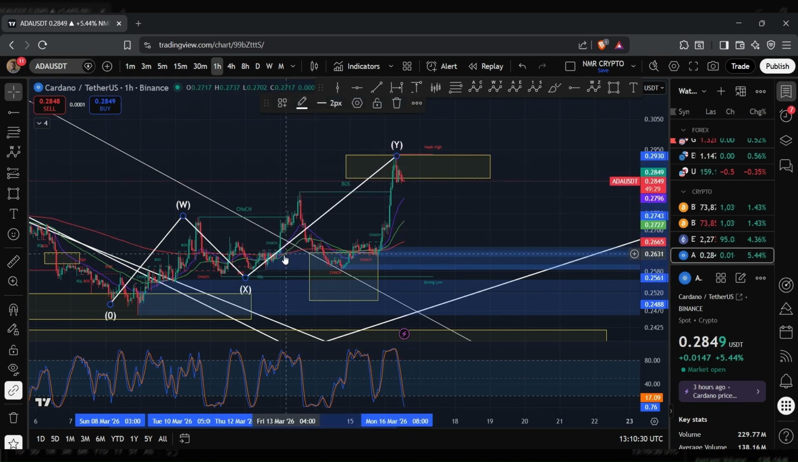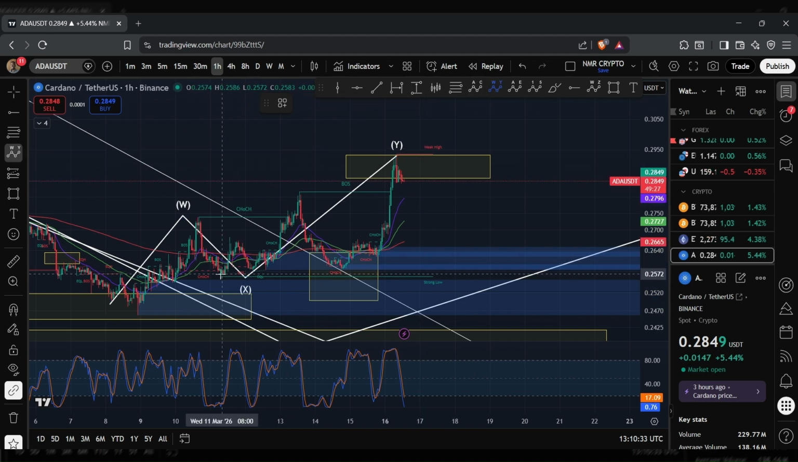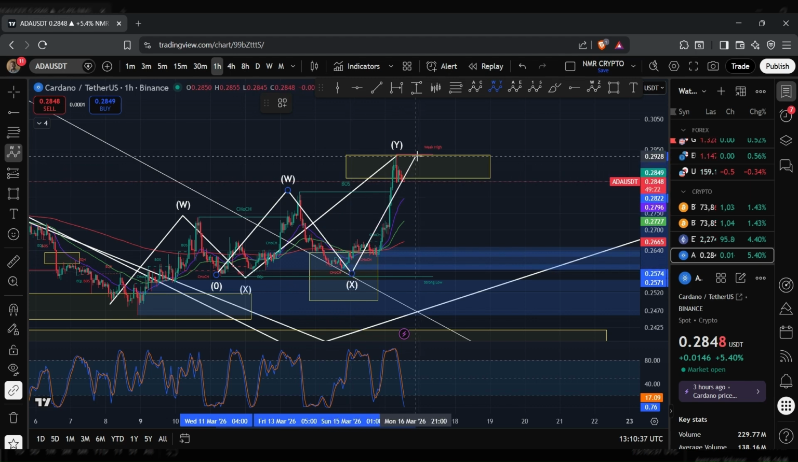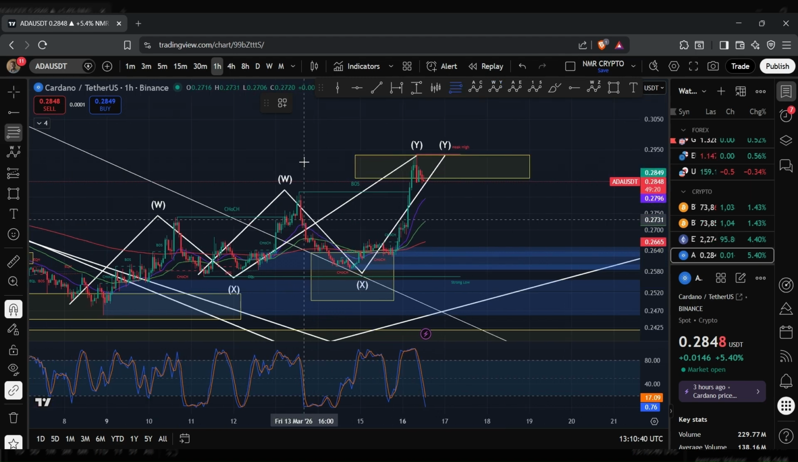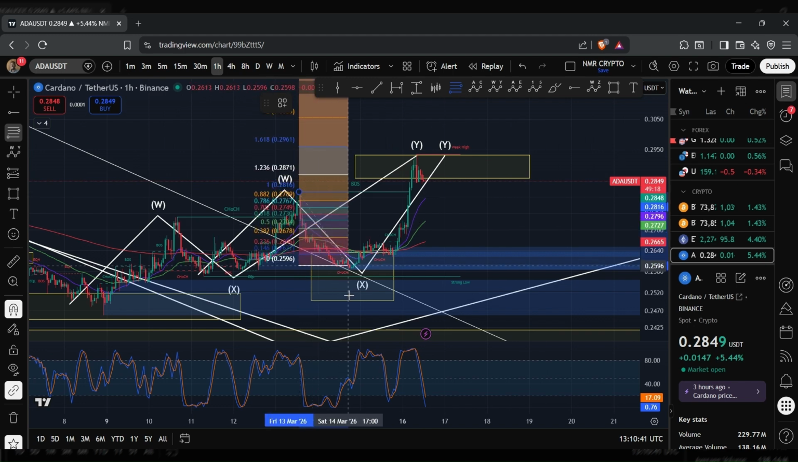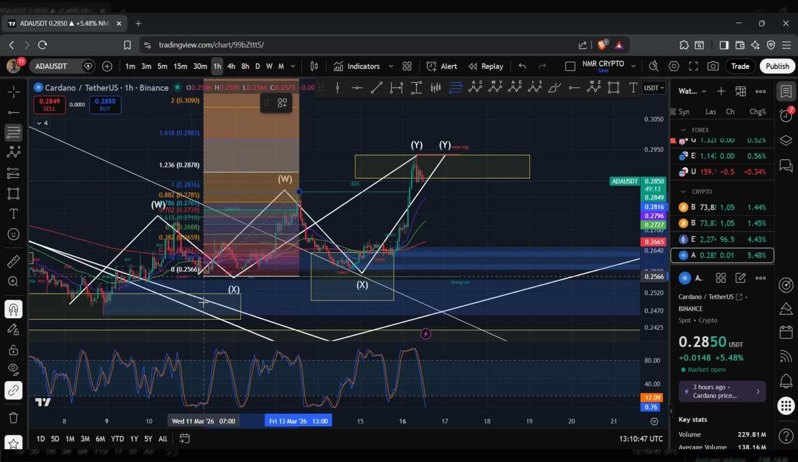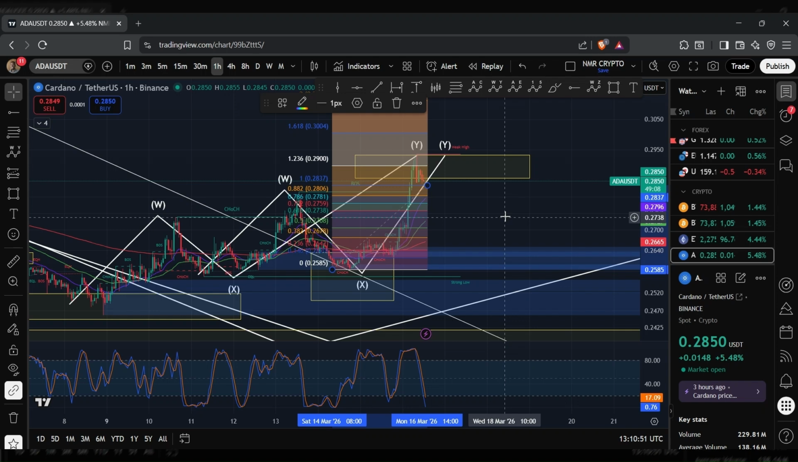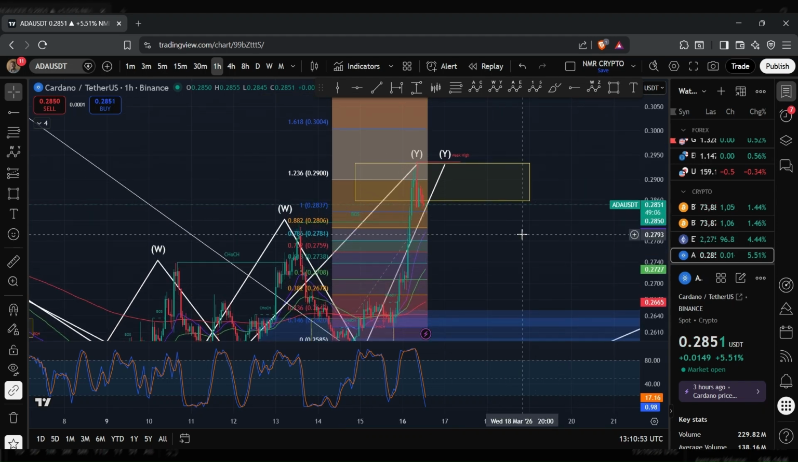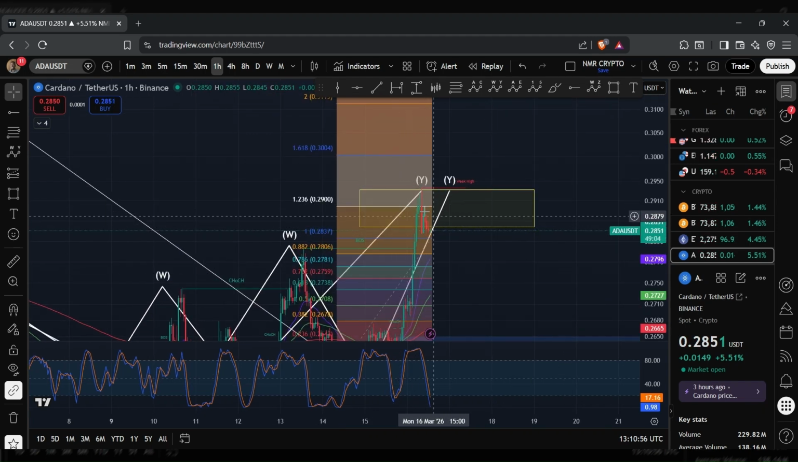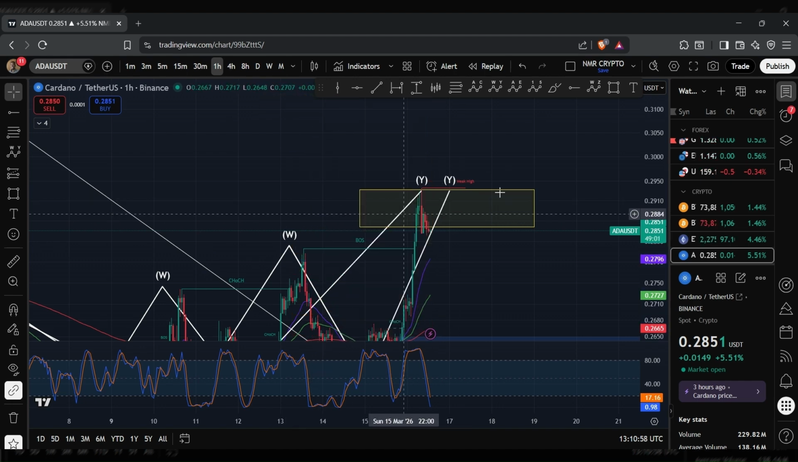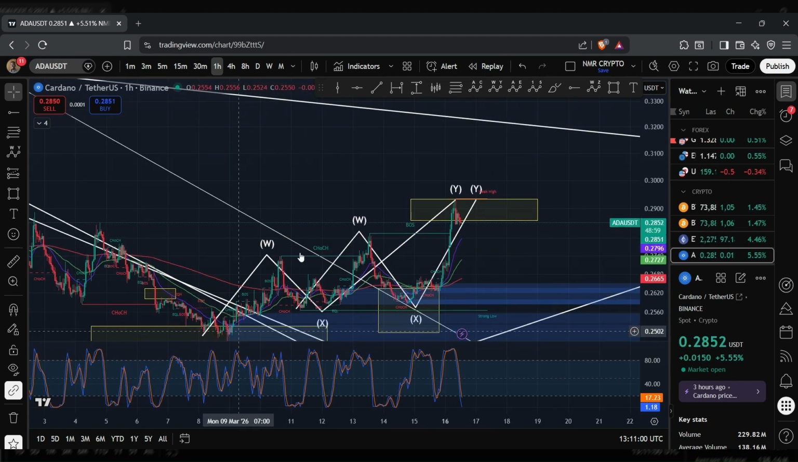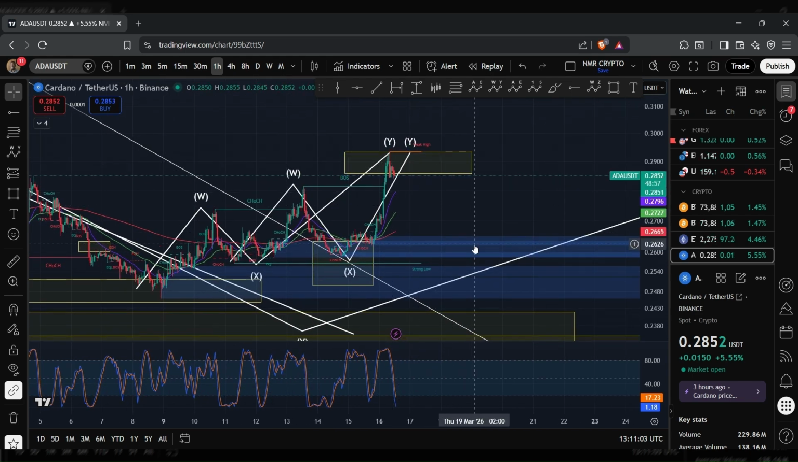And this Y wave would then be made up of an internal 3-wave move, with this being a double wave, this whole correction being the X wave, and this move to the upside being the Y wave. So if I was to bring in the fib tool and bring this down to 25.85 cents, the Y wave would typically reach anywhere between 1 to 1.236, and you can see that we ended up tapping into that range. And so yeah, it's very much possible that we could have formed this bigger 3-wave move, and what we could see forming next is a correction.